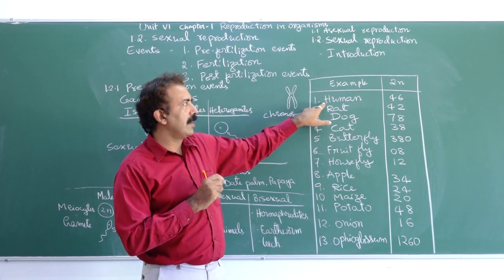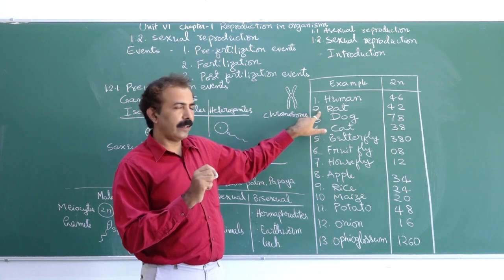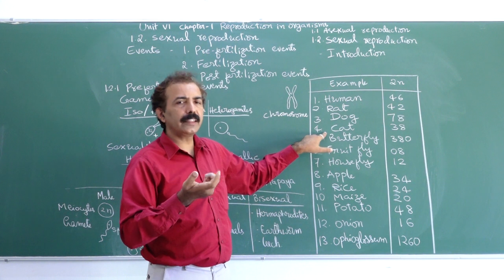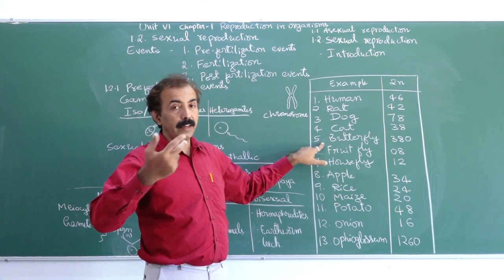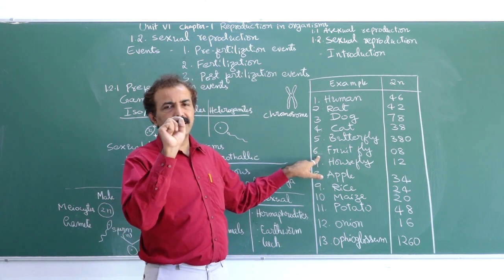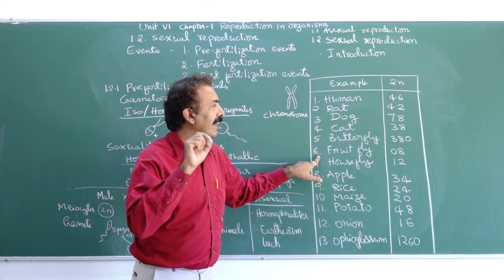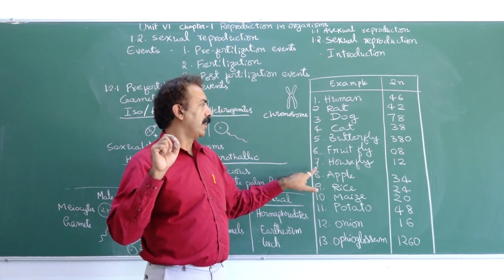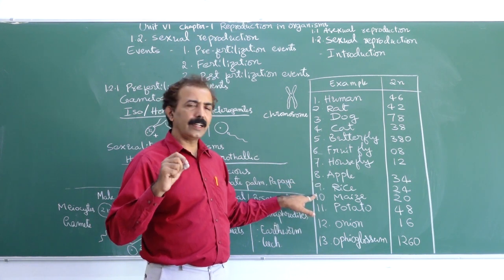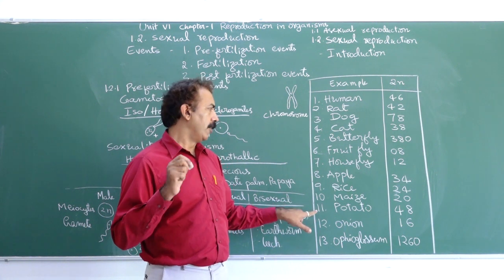For humans, the diploid chromosome number is 46. For a rat, it's 42. Dog, 78. Cat, 38. Butterfly, 10 times the cat, 380. Fruit fly, it's a tiny insect found in your dustbin. It has only 8 chromosomes. Housefly, 12 chromosomes. Apple, 34. Rice, 24. Maize, 20 is the chromosome number.